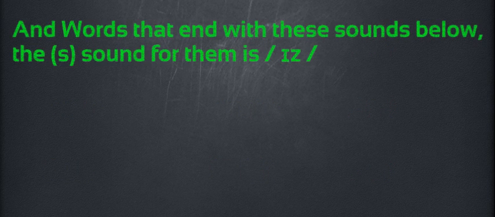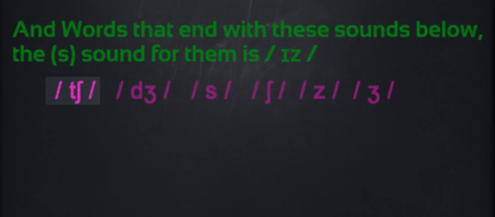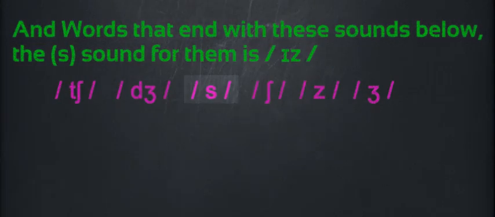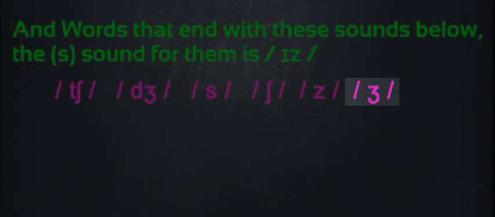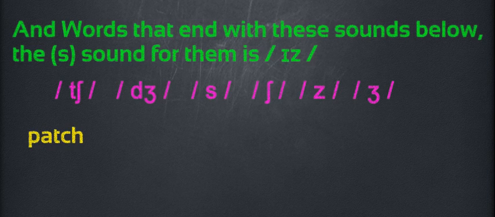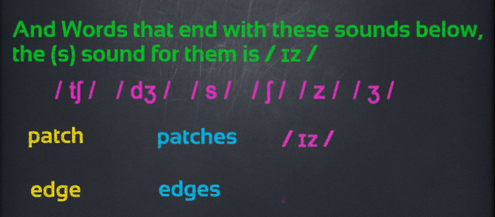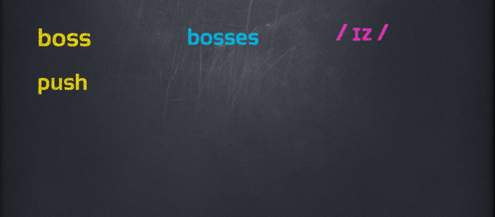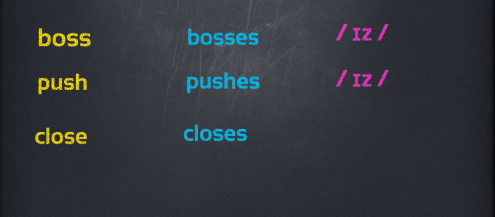And words that end with these sounds below, the S sound for them is iz: ch, j, s, sh, z, zh. Patch, patches. Edge, edges. Boss, bosses. Push, pushes. Close, closes. Mirage, mirages.